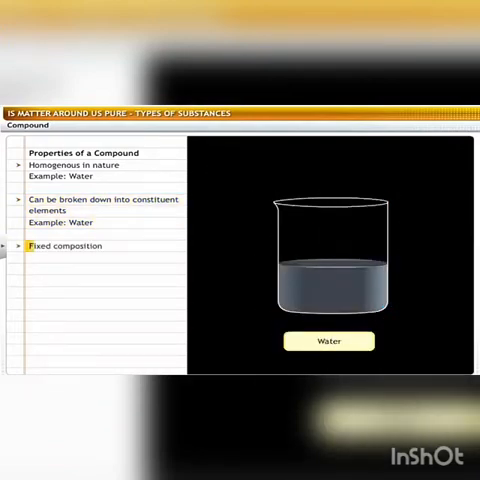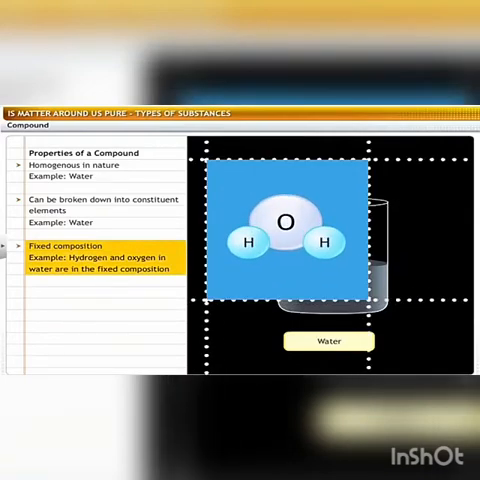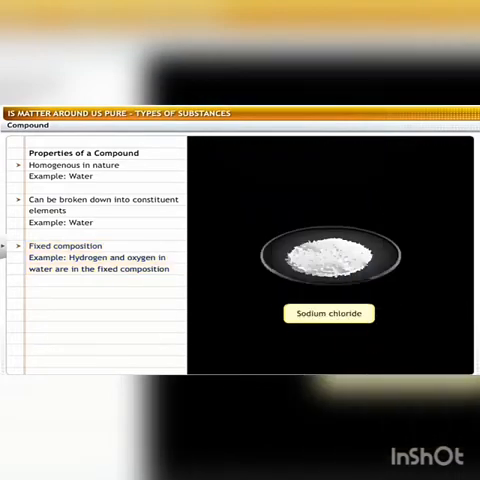A compound has a fixed composition. For example, a water molecule is always composed of 2 hydrogen atoms and 1 oxygen atom. A compound has a distinct set of properties which is not similar with the properties of its constituent elements.